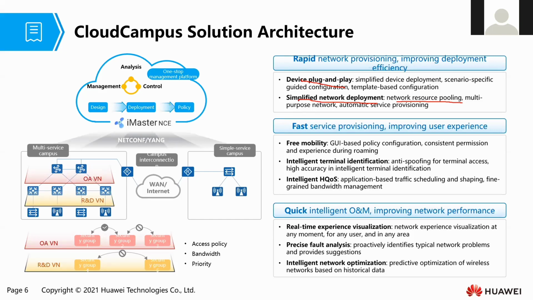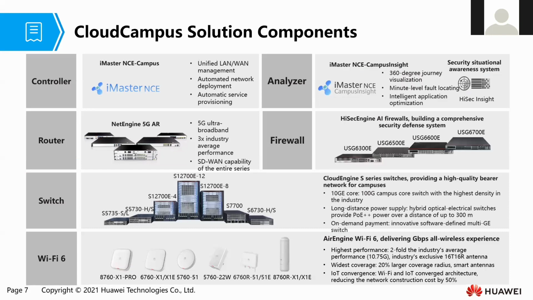The second feature that we have in Cloud Campus is fast service provisioning. Basically, we can achieve this fast service provisioning by free mobility, intelligent terminal identification, and intelligent HQoS. And for quick intelligent O&M, we have real-time experience visualization, precise fault analysis, and intelligent network optimization. Okay, for now, don't worry about this one. I will explain in more detail later on. For now, you just need to know that we have all these features. Okay, let's proceed to the next slide.